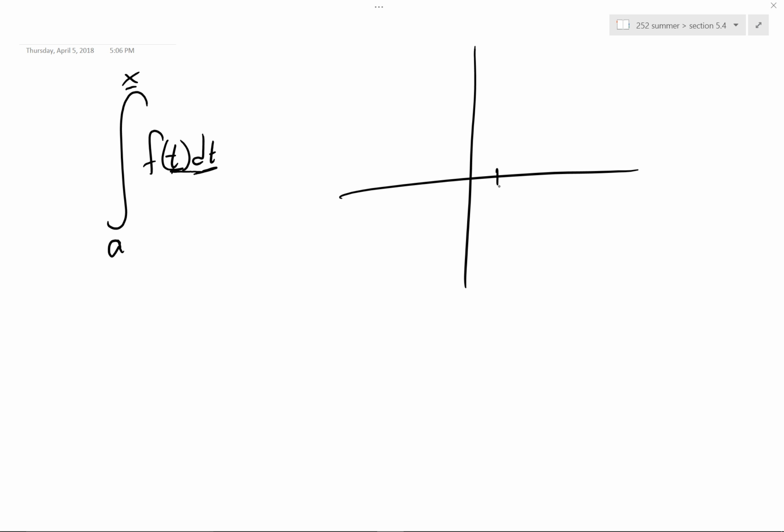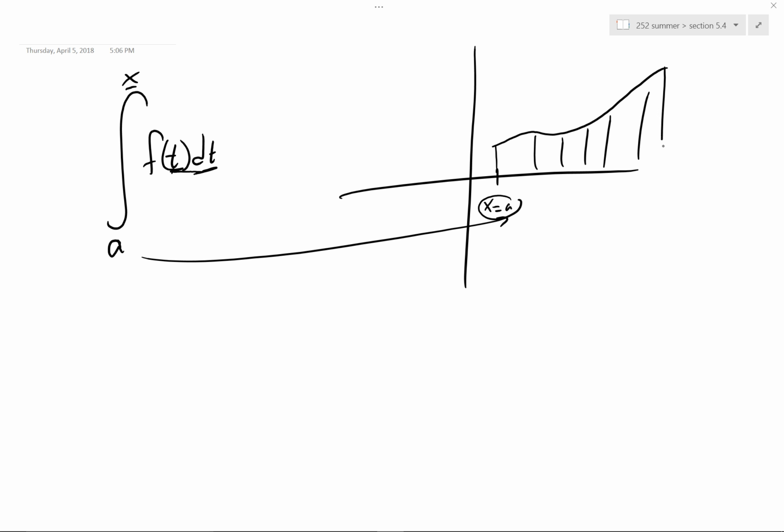So the idea is this. You have some x equals a value here. You've got some function doing whatever it's doing. And here, this x equals a is the lower value down here. If you integrate this thing, you're going to find the area under this curve over to here, just x. But that's not what I'm asking about.